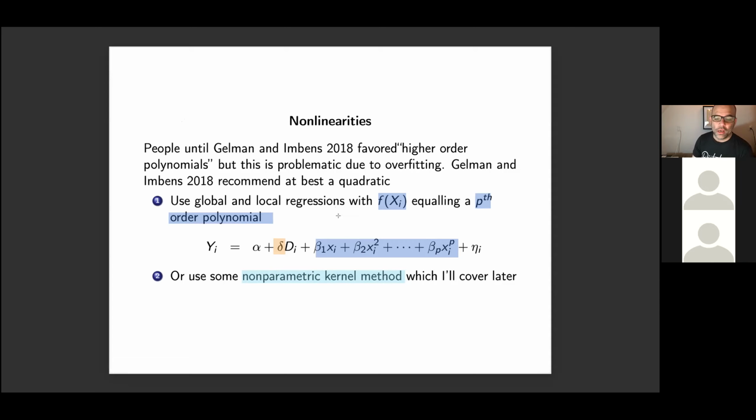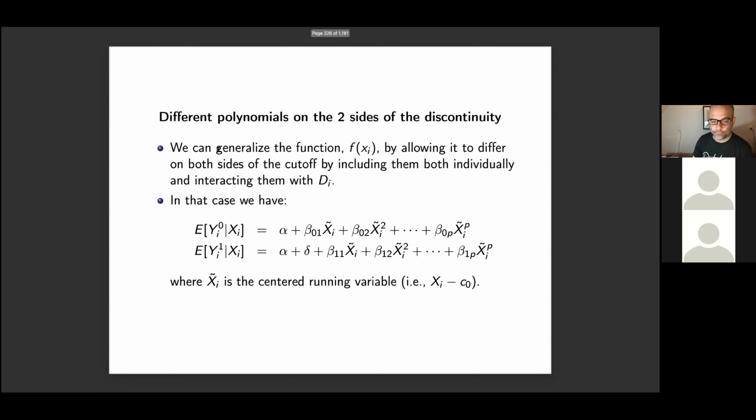One is global regression with pth order polynomials, and then the other is a non-parametric method with weights associated with kernels. We'll look at both. If we use the pth order polynomial approach, the goal is to model the data generating process with different polynomials on each side of the cutoff.